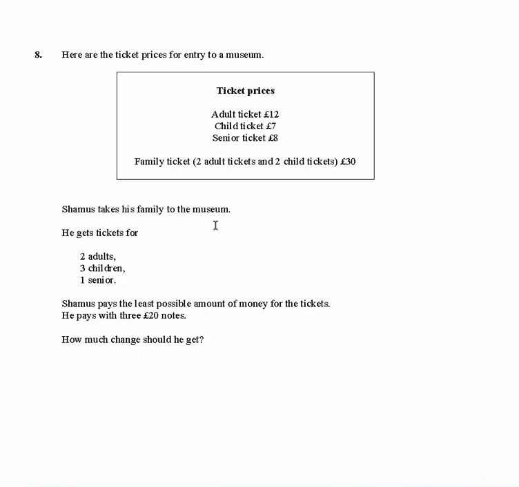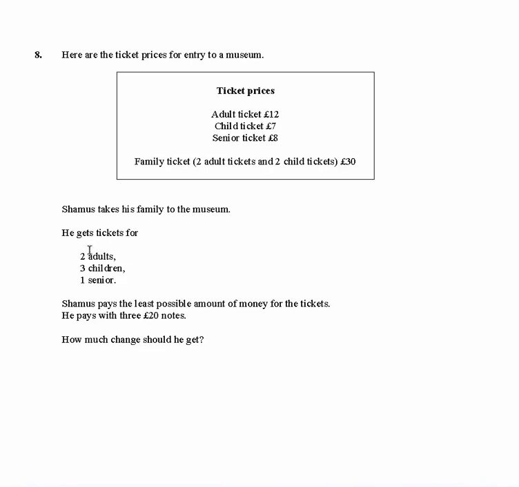Seamus takes his family to the museum. He gets tickets for 2 adults, 3 children, 1 senior. Seamus pays the least possible amount of money for the tickets. He pays with 3 £20 notes. How much change should he get?